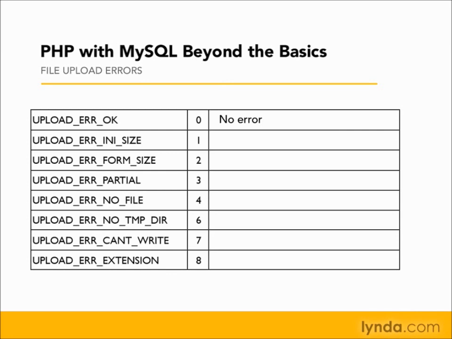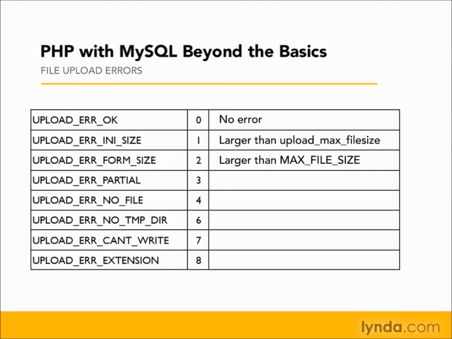The second one, the INI size error, means that the upload was larger than what was specified in the PHP INI file. So we could either increase that, or we could return an error saying, hey, sorry, that file's too large. Now, error number 2 says that the form size was too large, which means that the max file size value we sent, it went over that number. So we have the ability to check for both. Did it go over our max file size? And did it go over the PHP size?